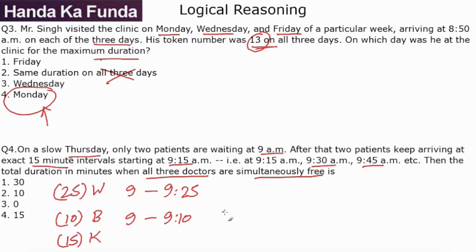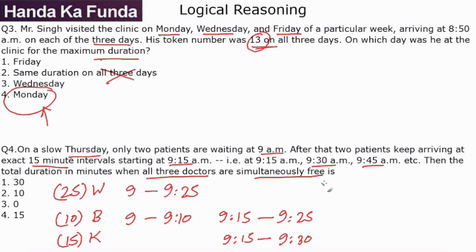Then 2 more patients come in at 9:15. So at 9:15, Wayne is occupied. So the 2 patients will go to Ben and to Kane in that order because Ben's room number is 2 and Kane's room number is 3. So the first patient will go to Ben, the next one will go to Kane. Ben will be occupied from 9:15 to 9:25, 10 minutes. Kane will be occupied from 9:15 to 9:30.